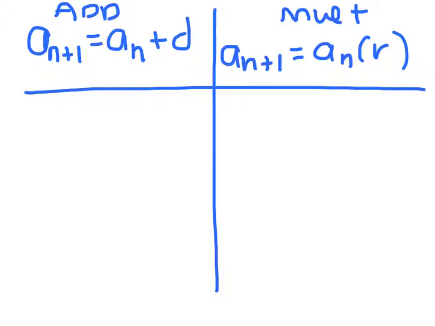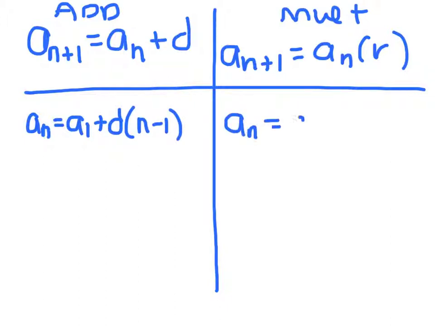Okay, here are the explicit formulas. A sub n is equal to A sub 1, the first term, plus the common difference times n minus 1. And here it's A sub n equals A sub 1 times the common ratio to the n minus 1 power. And you have to be able to identify the formula.